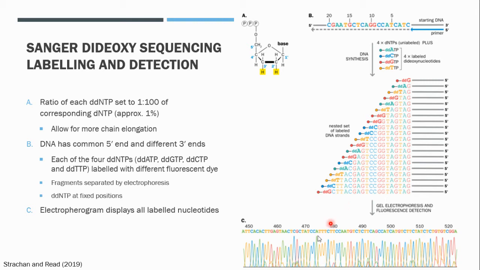This data is then converted to an electropherogram, and this electropherogram will give you an idea of which base was present at each position.